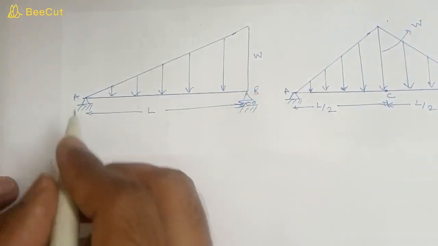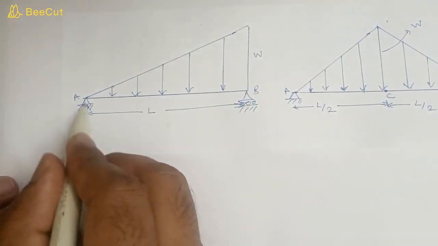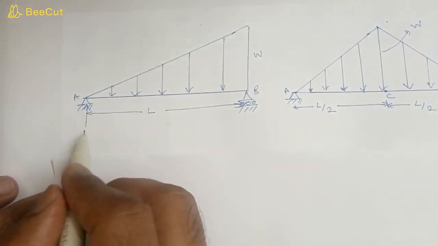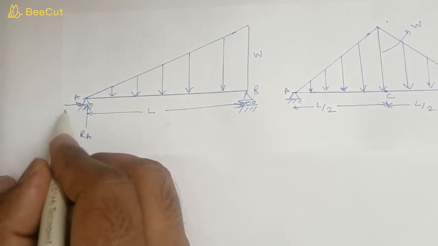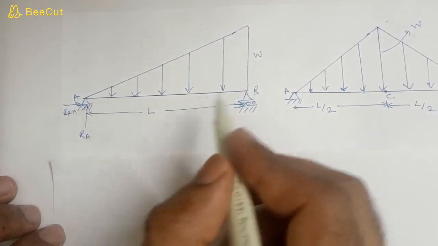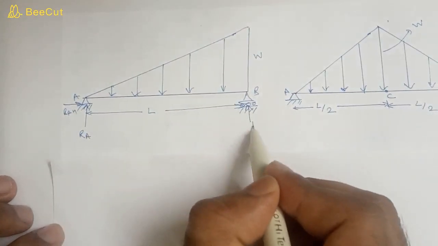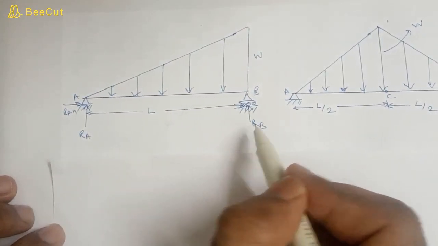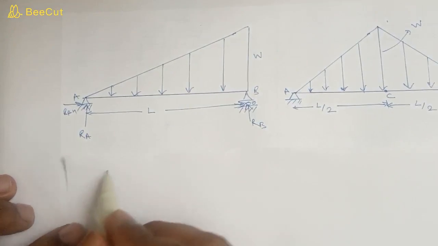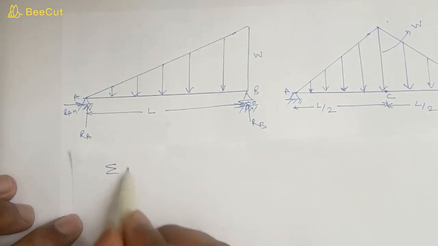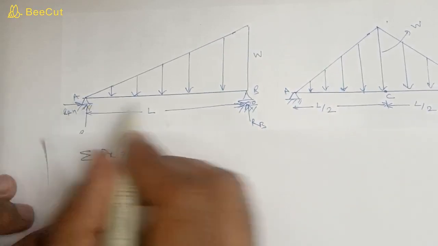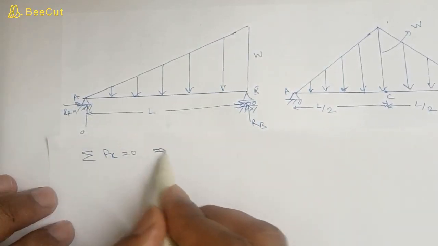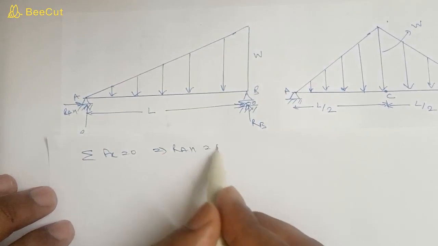In this case, suppose there is a hinge support, so we will get two reactions. The first one is RA, the second one is RAH, and this is the roller support, so we will get only one vertical reaction RB. So we will apply the rules. Summation Fx is equal to 0. All the forces in x direction will be 0. So RAH will become 0.